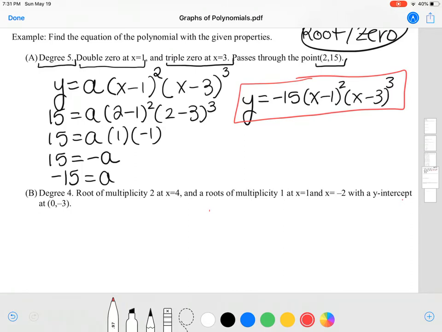And then if you look, since this is exponent 2, this would give me an x squared term. Since this is a 3, this would give me an x to the third term. And when I multiply them together, I would get an x to the fifth term, which tells me this is degree 5. So it works.